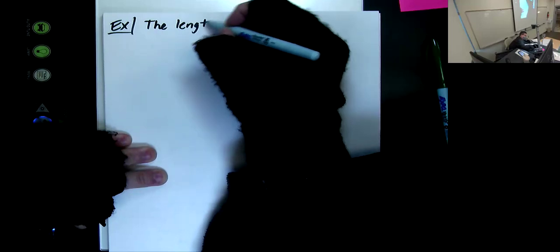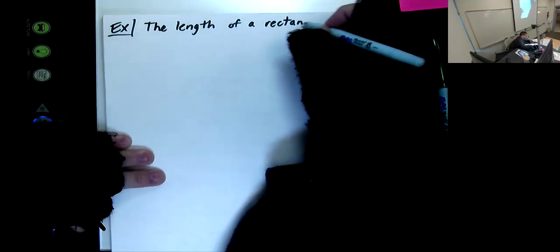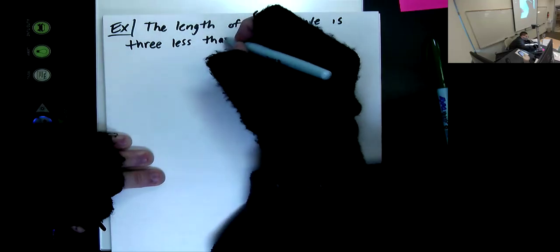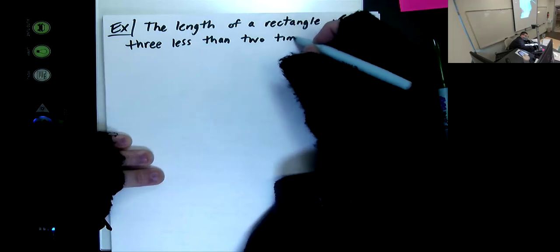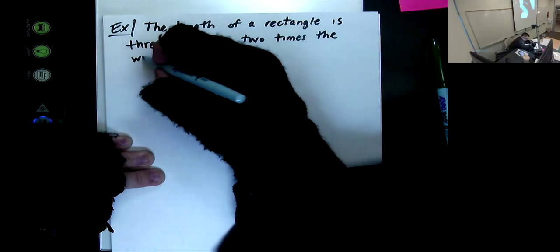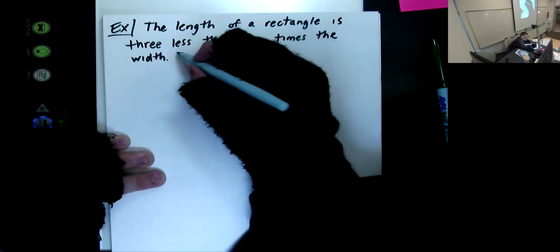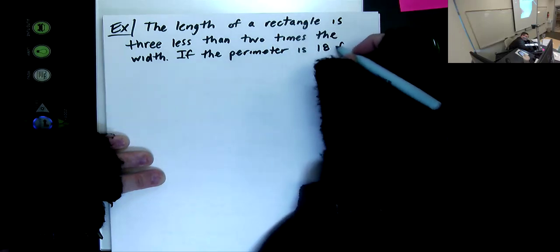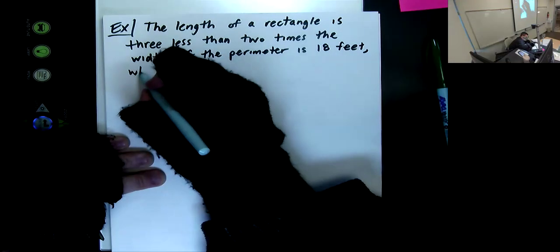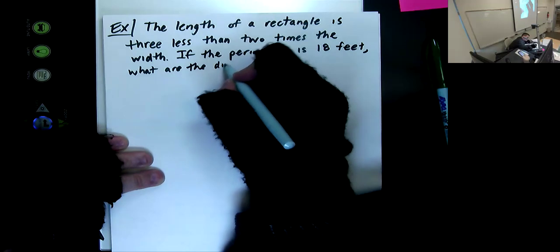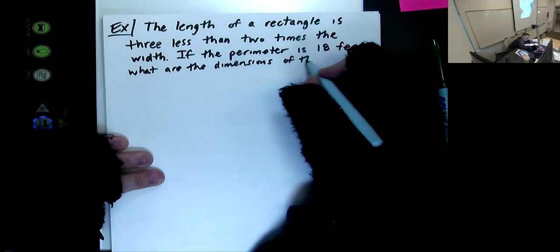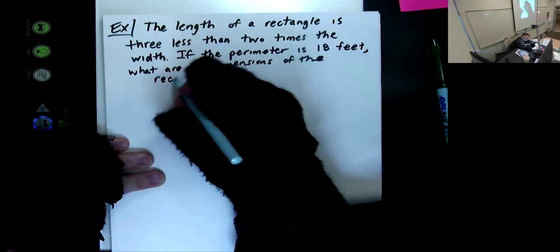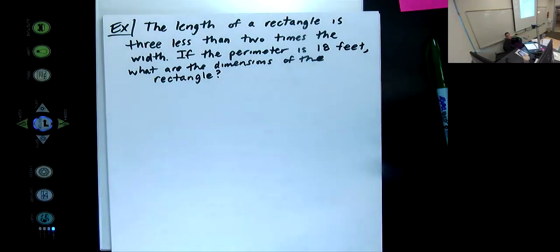The length of the rectangle is 3 less than 2 times the width. If the perimeter is 18 feet, what are the dimensions of the rectangle? We'll write down the problem, then we'll break this down into what we got to do.